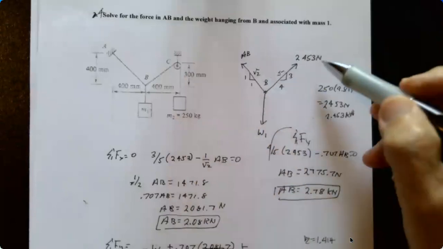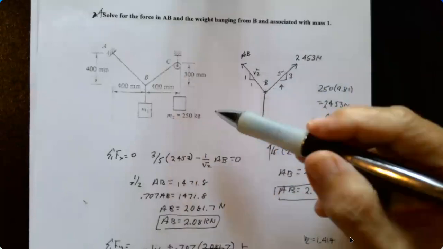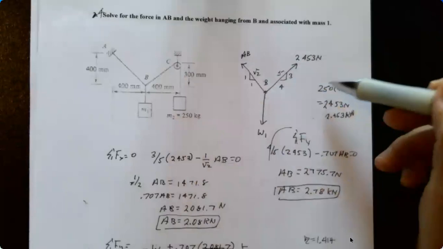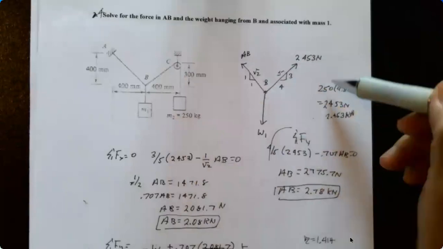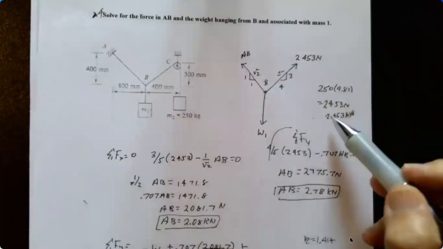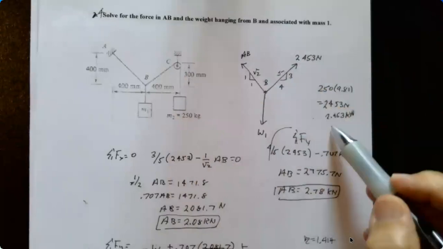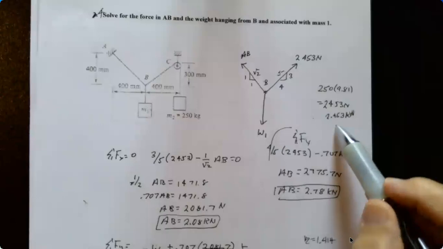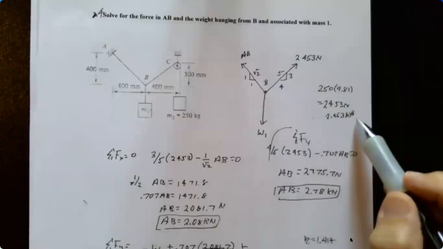You can work this with the mass and then convert at the end. I just went ahead and converted the mass to a weight, using 9.81. So it's 2,453 newtons, and I wrote this as 2.45 kilonewtons.